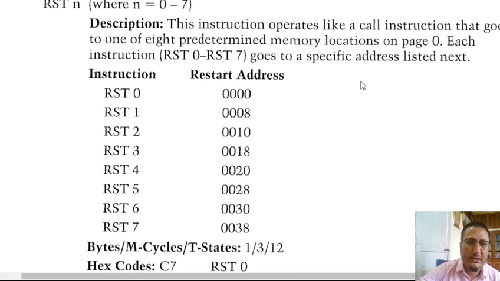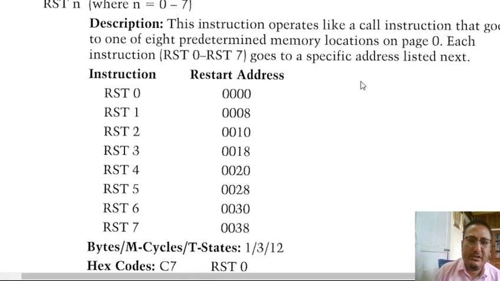Now likewise we have another instruction that is called RST. RST n, where n can have values between 0 to 7. On execution, this instruction operates like a call instruction that goes to one of the 8 predefined memory locations on page 0. Each instruction, RST0 to RST7, goes to a specific address location. Whenever an RST instruction is executed, based on the associated RST number, we go to one of the 8 predefined memory locations from where the subroutines are executed.